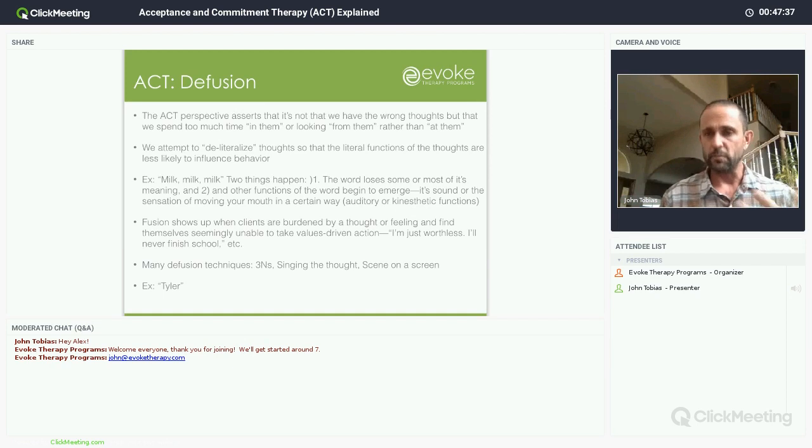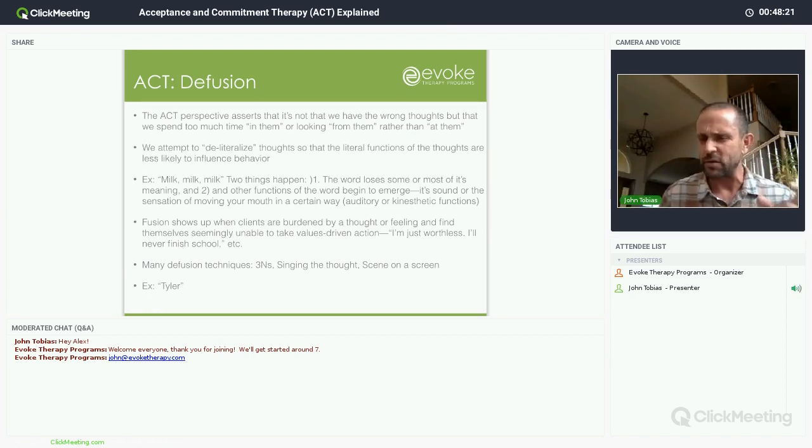And I'll start. Milk, milk, milk, milk. And we'll do that for 60 seconds. And typically, two things happen at the end of that 60 seconds. One is the word begins to lose at least some of its meaning. And two, other functions or other aspects of the word begin to emerge. Whether it's the sound itself or the sensation of your mouth making that motion in a certain way. So either auditory or kinesthetic functions begin to emerge rather than the literal function.